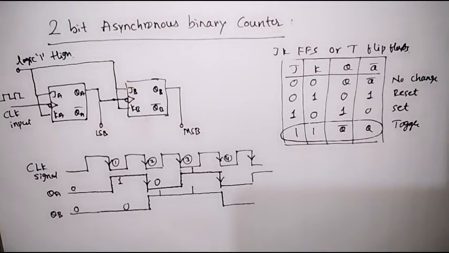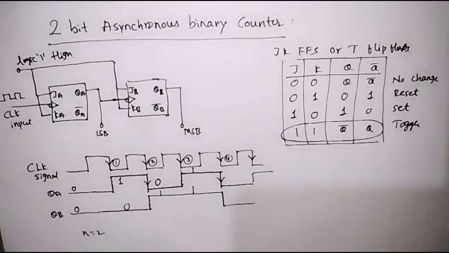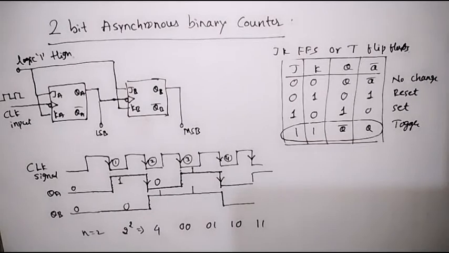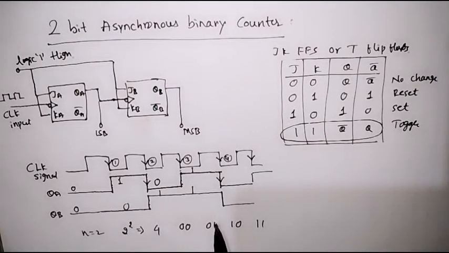Here we know that n is equal to 2. So 2 to the power 2, it has 4 distinct states, that is 0 0, 0 1, 1 0 and 1 1. Thus we can conclude that the 2-bit synchronous binary counter will count 0 0, 0 1, 1 0 and 1 1.